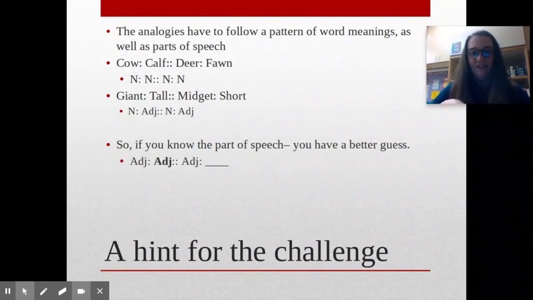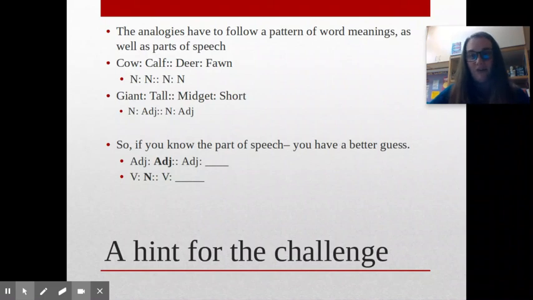So if we look here, if the first two words are an adjective and another adjective, then the second two words have to be an adjective and another adjective. Or if the first two words are a verb and then a noun, then the second two words have to be a verb and then a noun. So if you know your parts of speech, sometimes that can help you to figure out a tricky analogy.